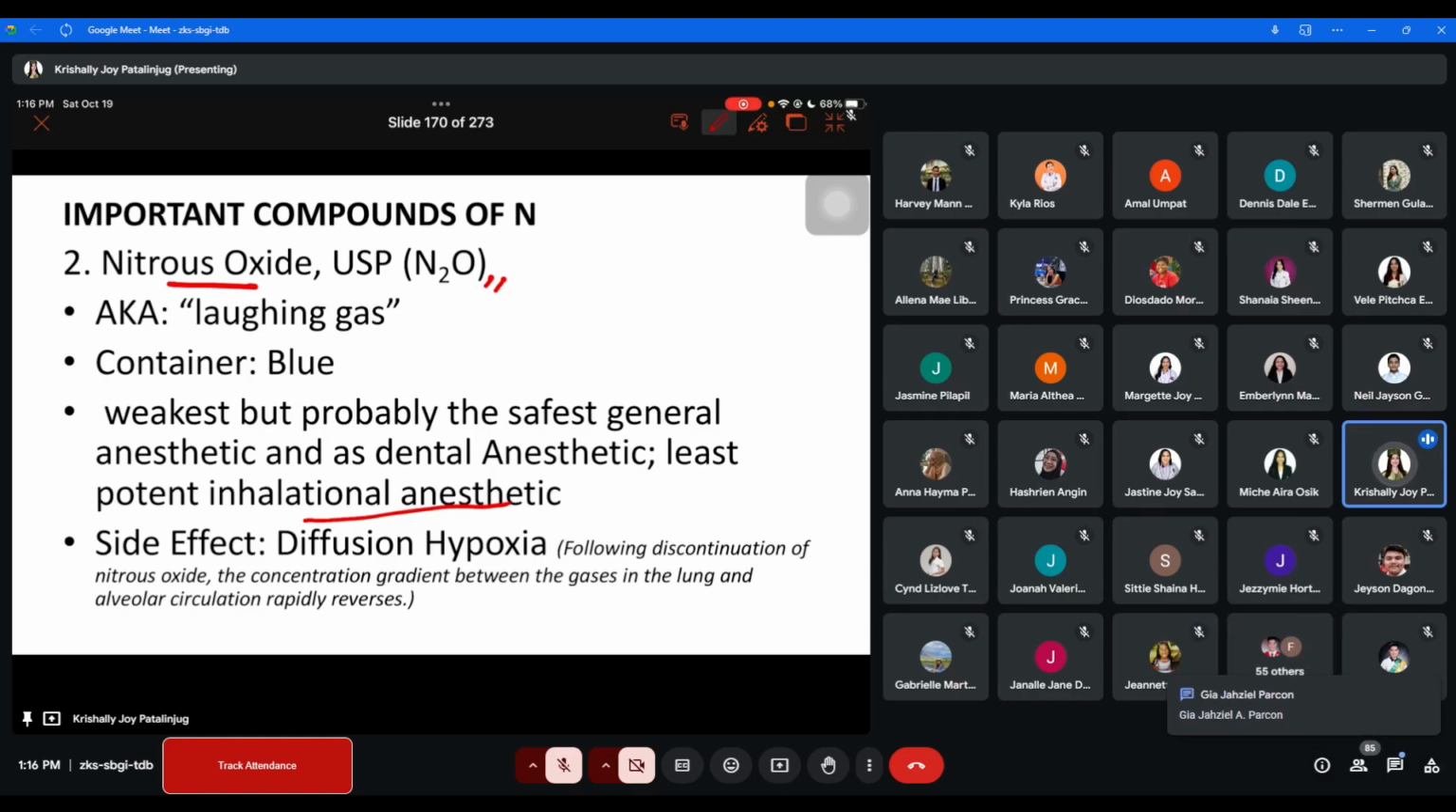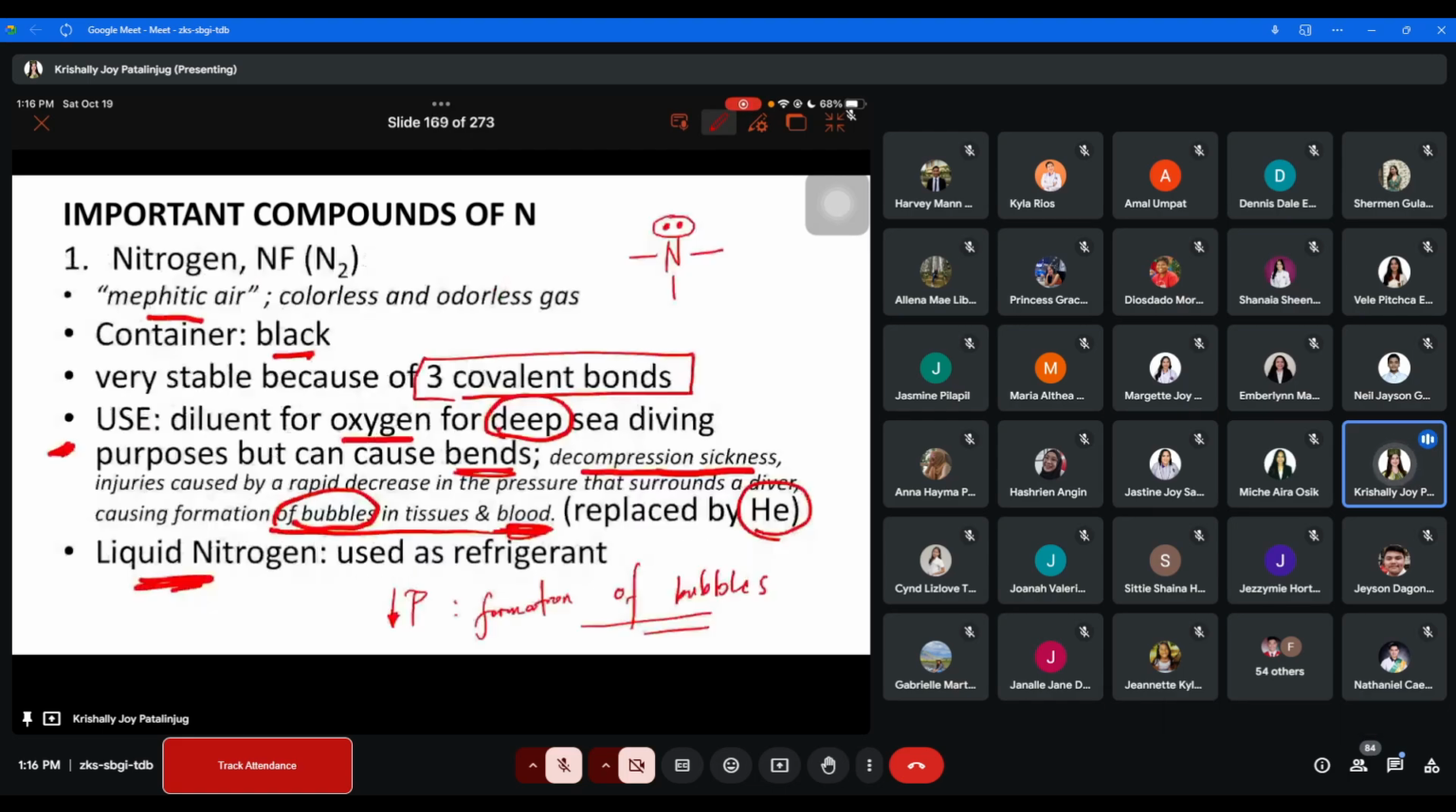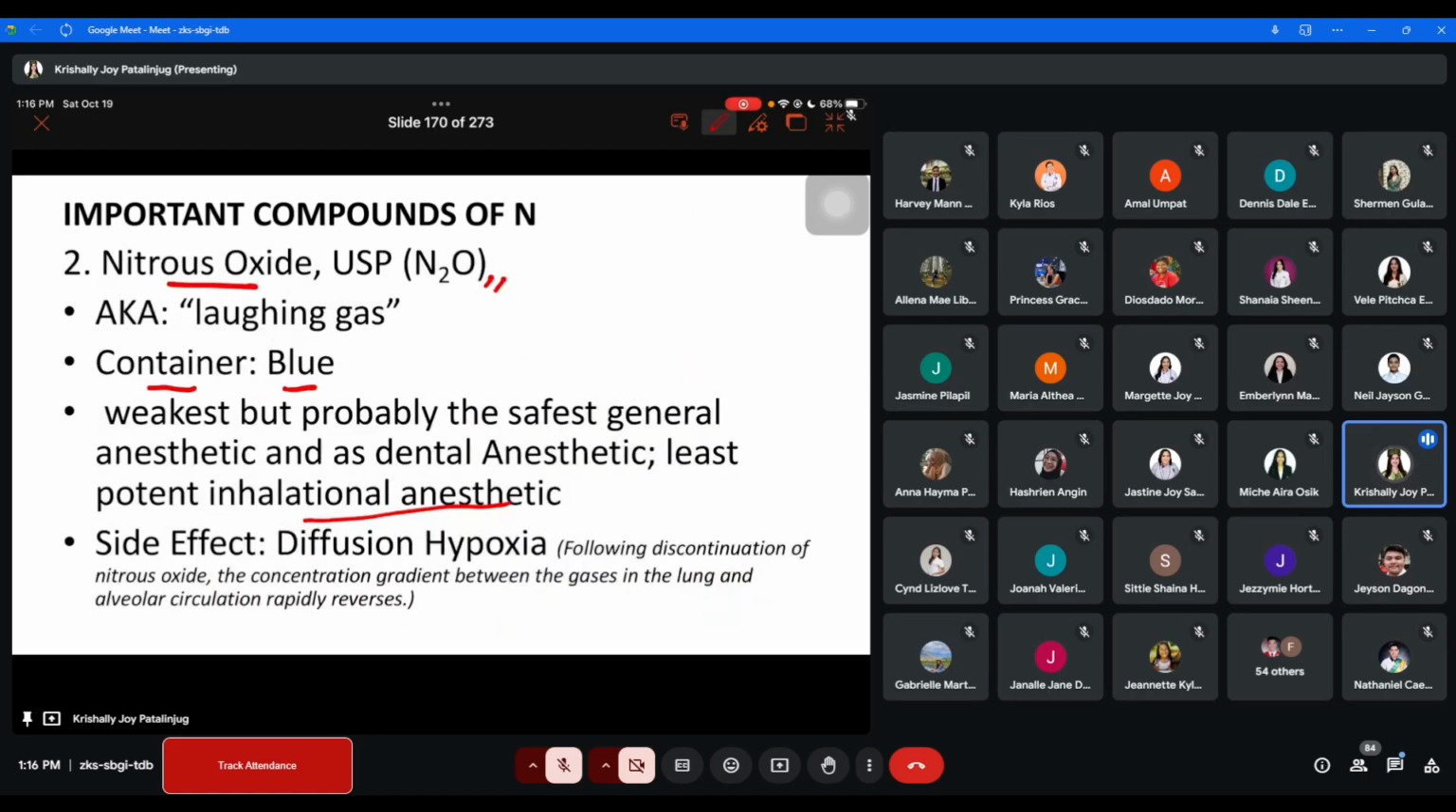Okay, it has something to do with the side effect na kinokos niya whenever it is inhaled. Container color is blue. Kanina, black ha, yung nitrogen. Pure gas is black. Yung nitrous oxide, the laughing gas, is blue. Okay, it is said to be the weakest, least potent inhalational anesthetic. Yung side effect nga lang niya is nagko-cause siya ng diffusion hypoxia. Okay, kumbaga, nangyayari to kapag ginadiscontinue, following discontinuation of nitrous oxide.